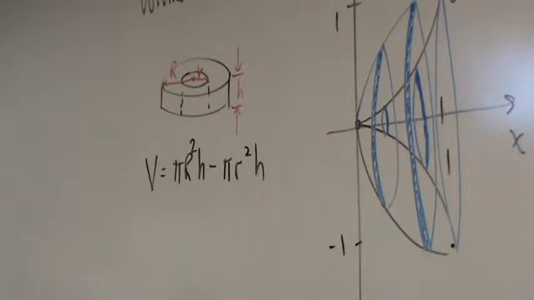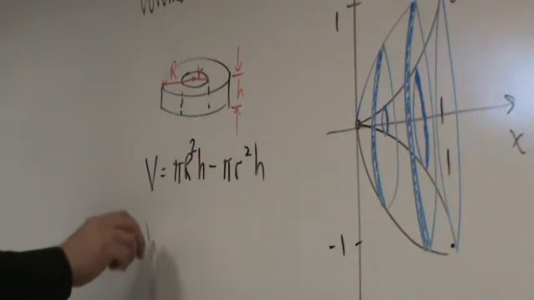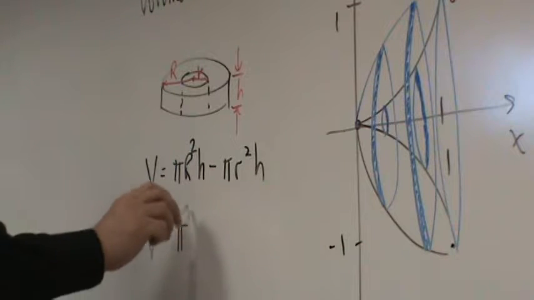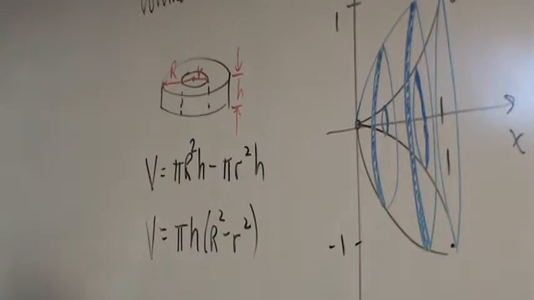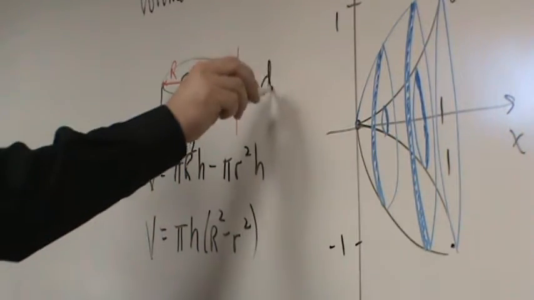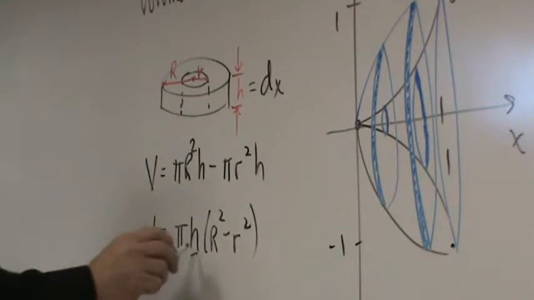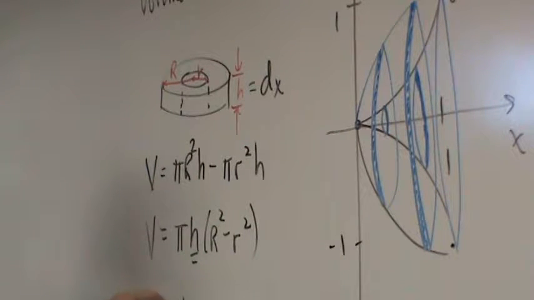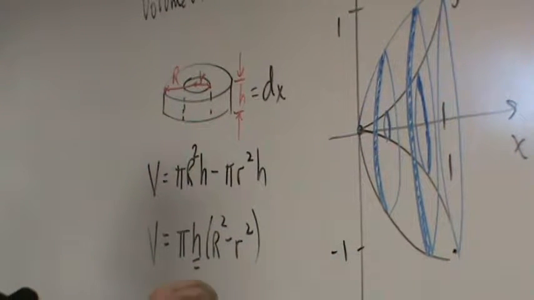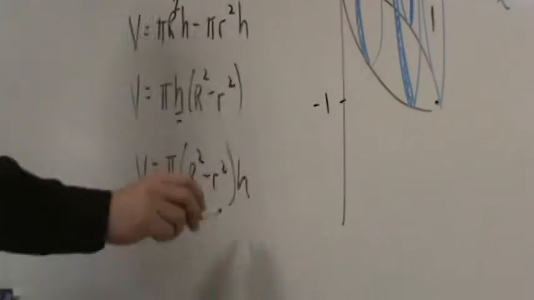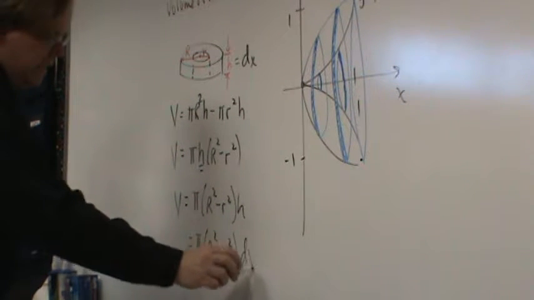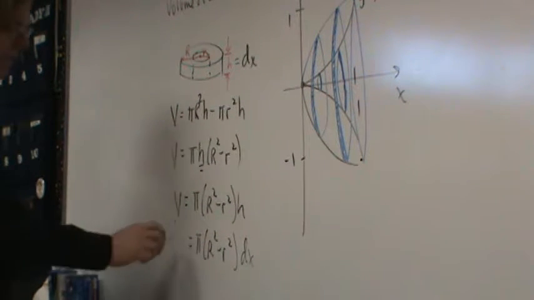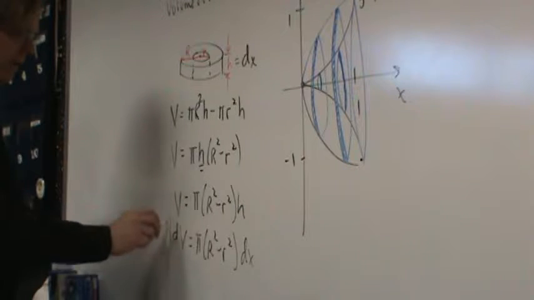Now, our textbook is not satisfied with that. Our textbook likes to factor, and so it would factor out the pi and the h and leave us with big R squared minus little r squared. Now, ordinarily, my h is dx or dy, so that gets put on the right. So you end up with pi times big R squared minus little r squared times dx or dy. And this is the differential volume.